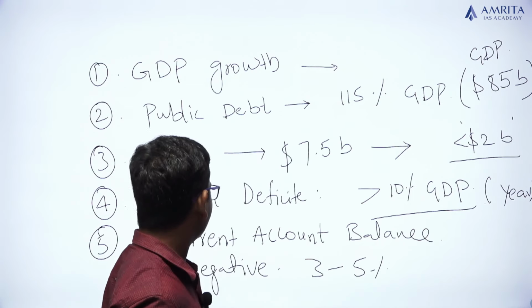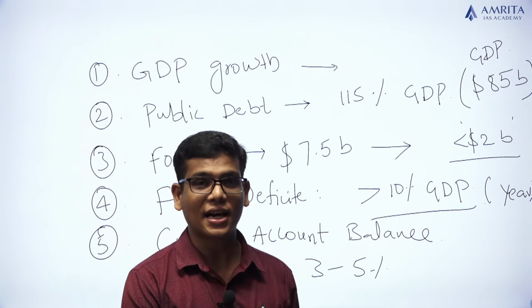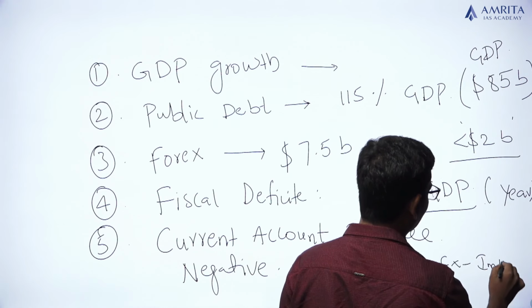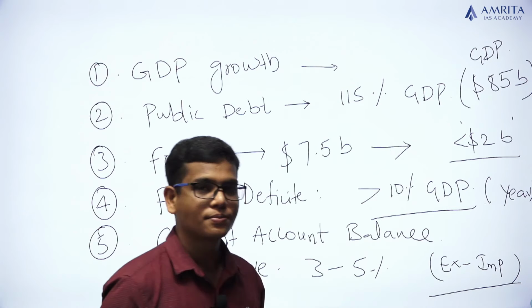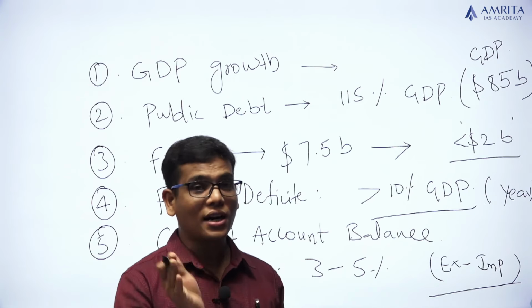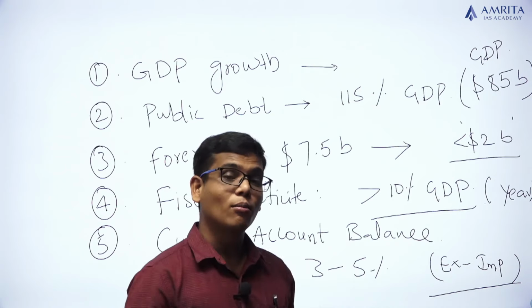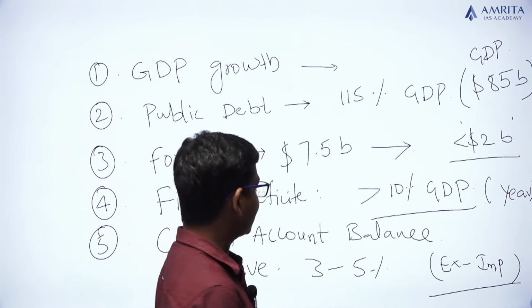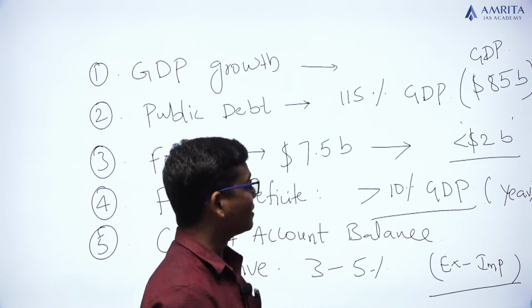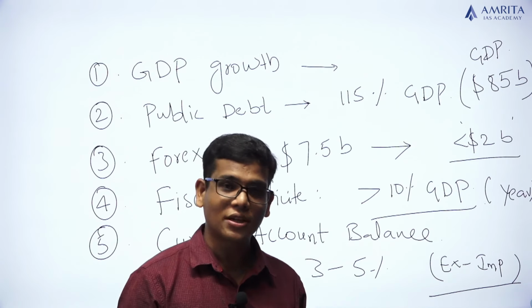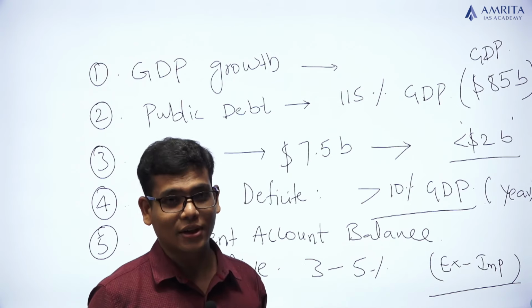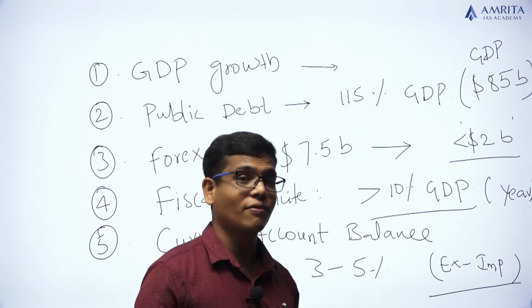What is this current account balance? The current account balance is the exports of that country minus the imports of that country, of both goods and services. If it is negative, it means imports are high compared to exports. So you are not doing enough exports, you are only doing more imports, and there is a difference. That difference is 3 to 5% of your GDP, which means almost 25 to 27 billion dollars of extra amount that you are paying for importing, because you are not able to do more exports.